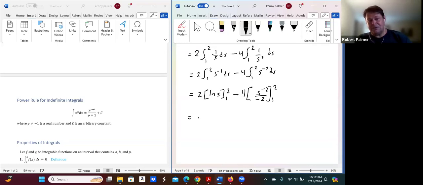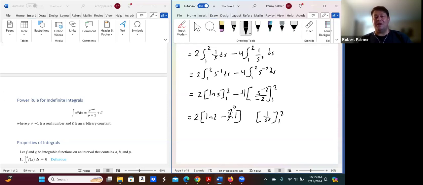All right, so here, let's write this as 2 times the natural log of 2. The fundamental theorem of calculus: evaluate the first endpoint minus the natural log of 1. Now, hope you remember the natural log of 1, any log of 1 is 0. That makes it simpler. Here, minus 4. Now, actually, let's do a couple things first. It's probably easier to write our power as 1 over s squared. It's probably less awkward that way.